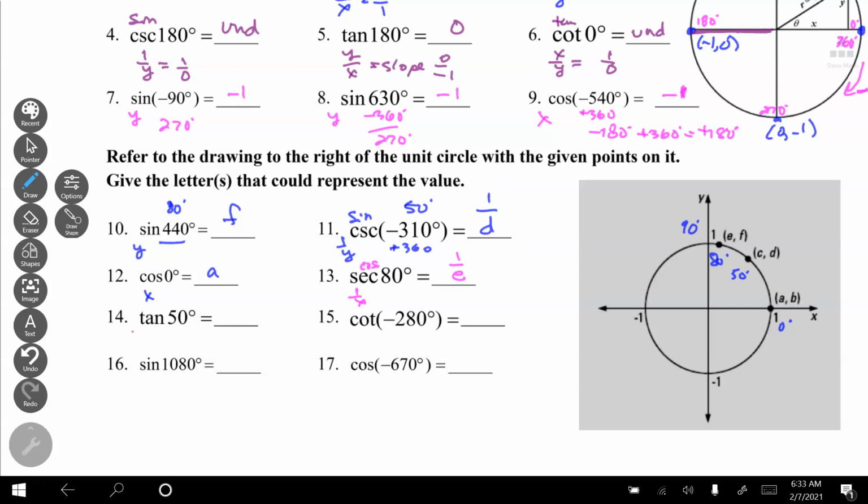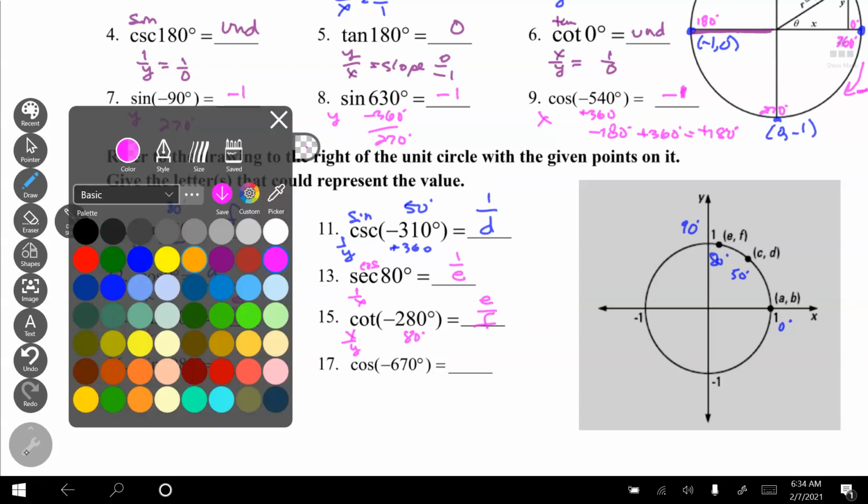Tangent is just the y over the x. So I go to 50 degrees, and y over x is d over c. Cotangent is the other way around. It's going to be x over y because it's a reciprocal of tangent. I'm not a big fan of this angle. I add 360, I get 80 degrees. I go to 80 degrees. And when I do x over y, I get e over f.